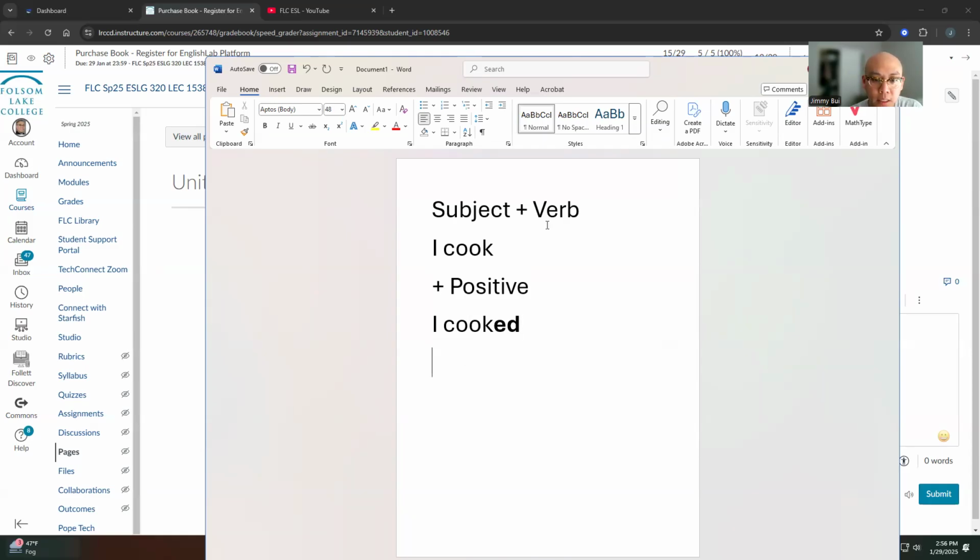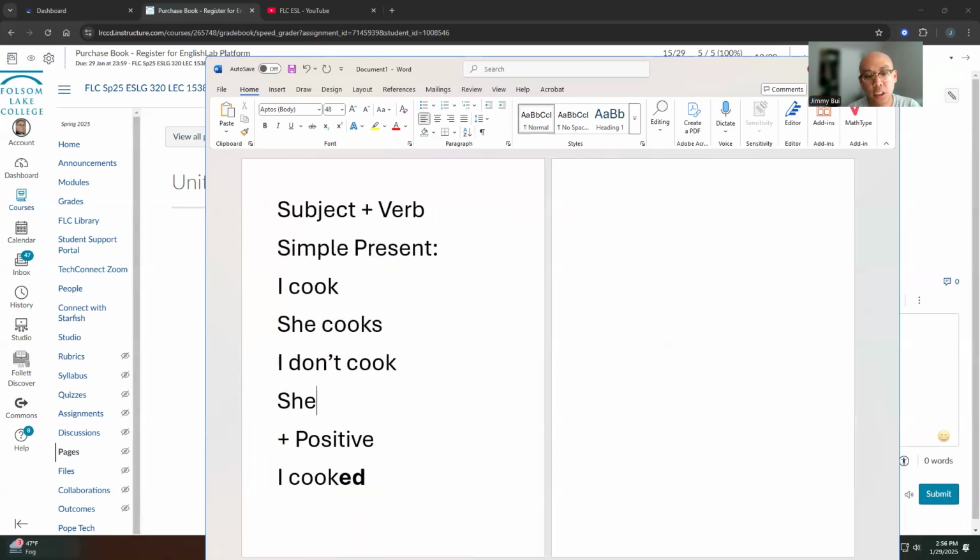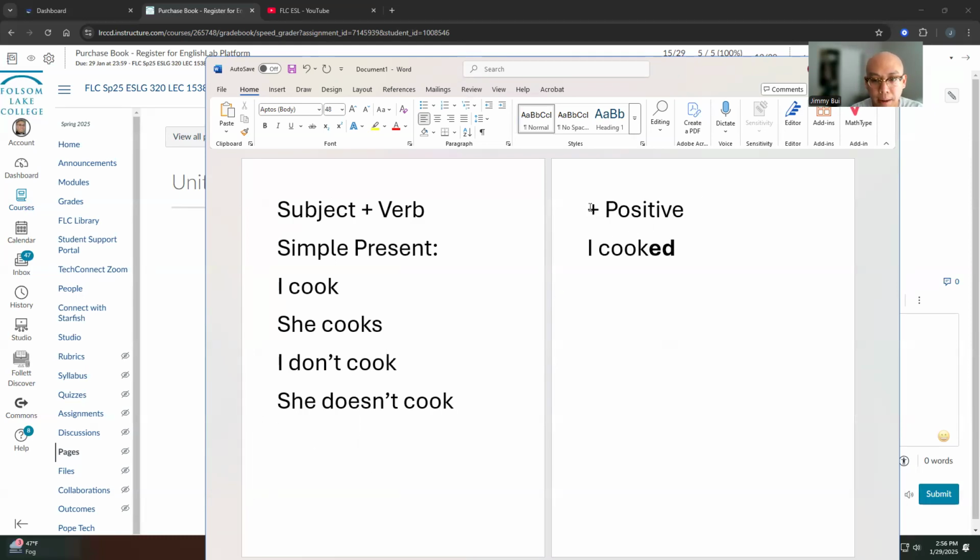For a negative sentence, in the simple present, I don't cook, right? If it is third person singular, she cooks, she doesn't cook. And so the key things here are for the third person singular in simple present, you add an s at the end of verbs, and then instead of don't, you use doesn't for third person singular.